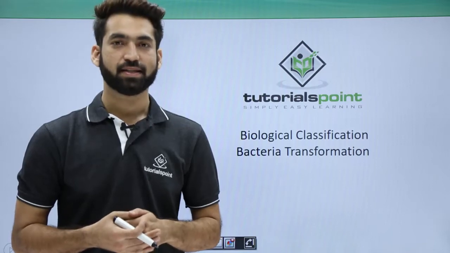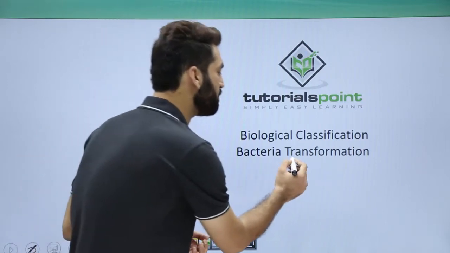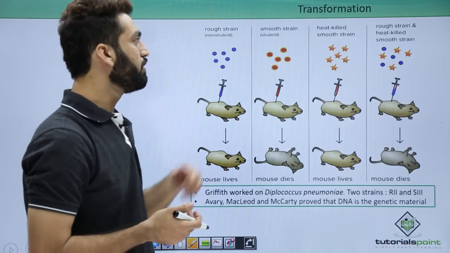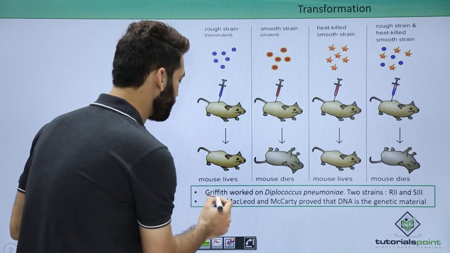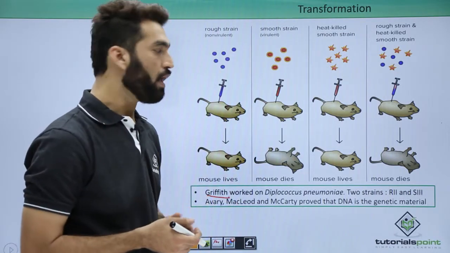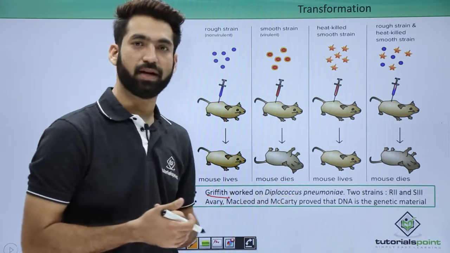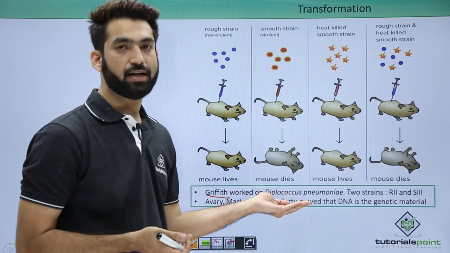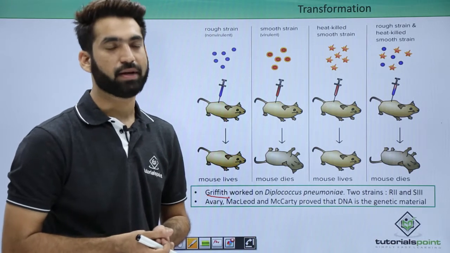In this session, we'll be discussing one of the sexual reproduction methods in bacteria, which is called transformation. Now, what happens in transformation? The transformation experiment was set up by a scientist called Griffith. Griffith worked upon Diplococcus pneumoniae, a pneumonia-causing bacteria. Somewhere you will see that the name is different, Streptococcus pneumoniae. Streptococcus pneumoniae and Diplococcus pneumoniae are the same bacteria.